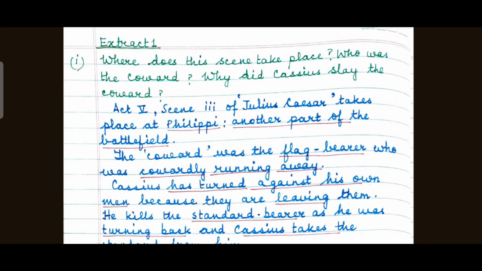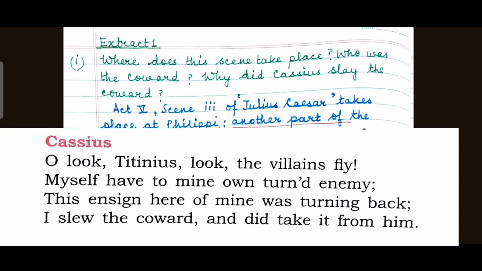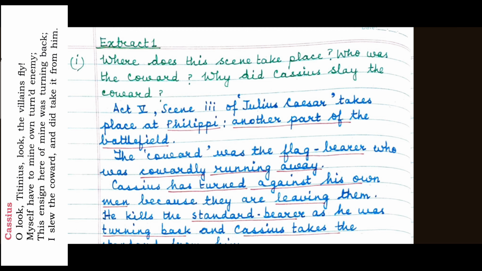Extract 1, it's there on the screen. Question 1. Where does this scene take place? Act 5, Scene 3 of Julius Caesar takes place at Philippi, another part of the battlefield. Who was the coward? The coward was the flag bearer who was cowardly running away.